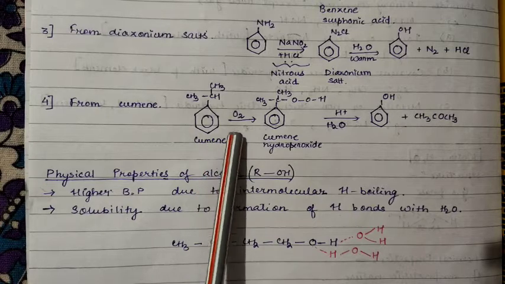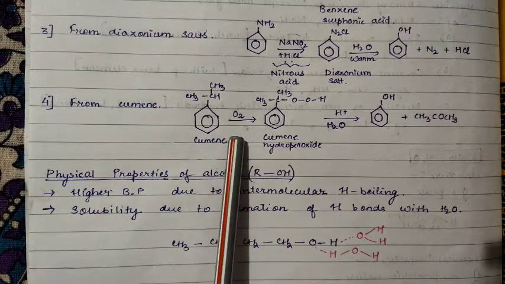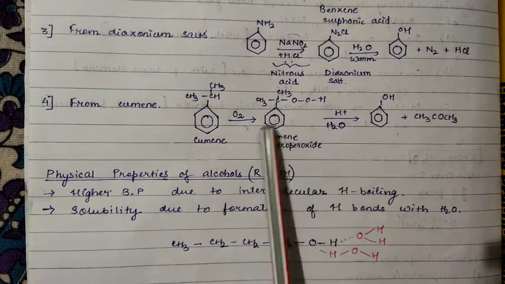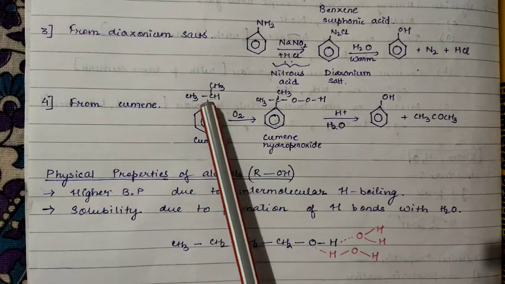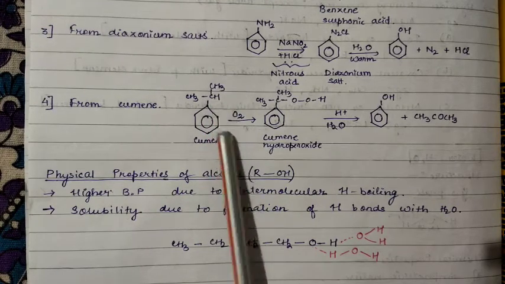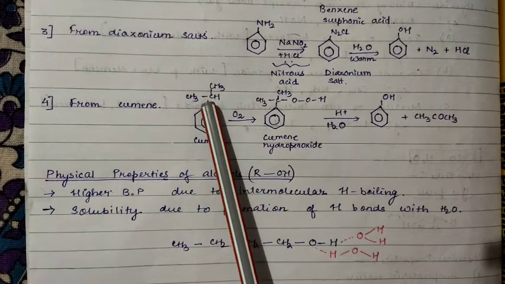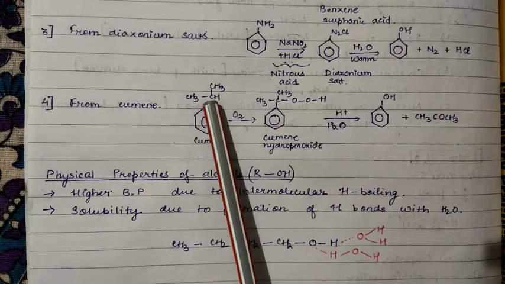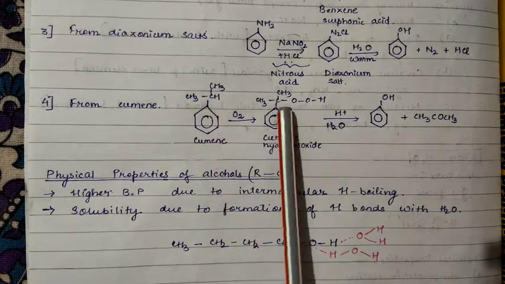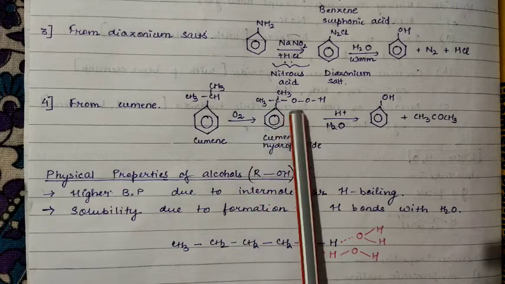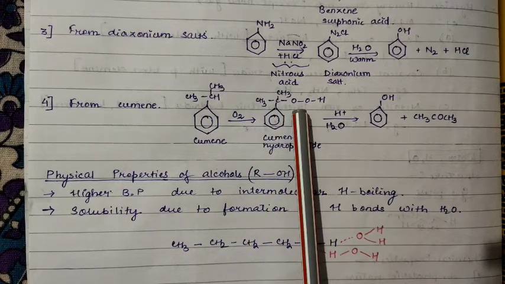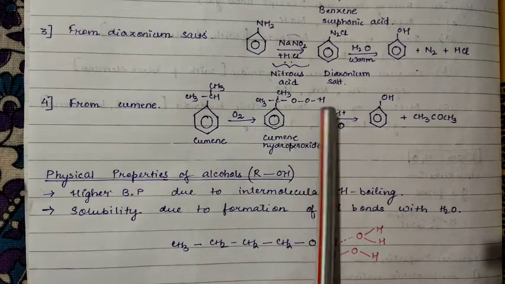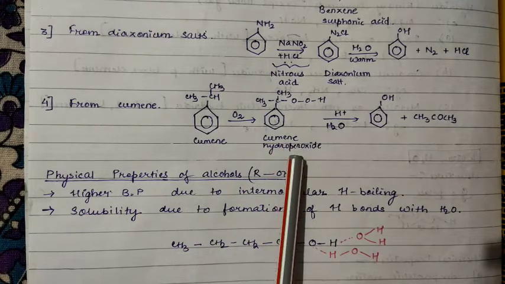And if you pass oxygen gas through cumene, then you will get cumene hydroperoxide. Here, the reaction is occurring between carbon and hydrogen, at this side, the first carbon that you can see. So two oxygens have come in between and formed bonds, one carbon-oxygen bond and one oxygen-hydrogen bond. Like that you have got the cumene hydroperoxide.